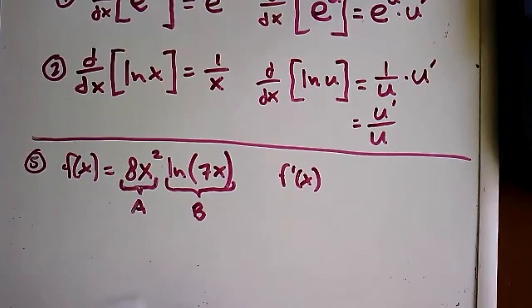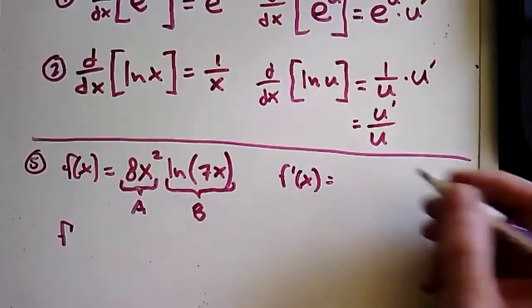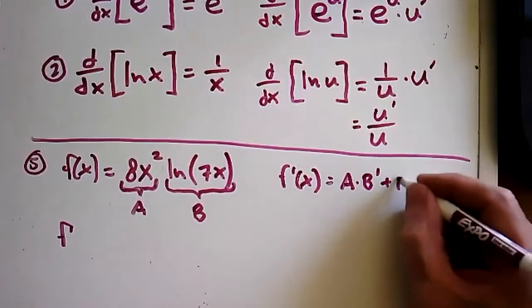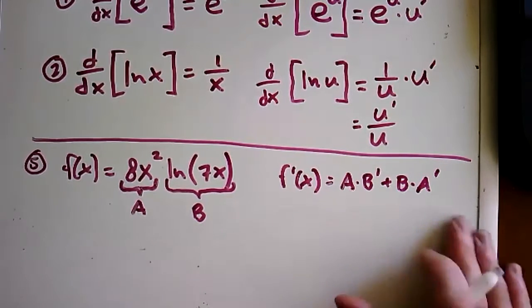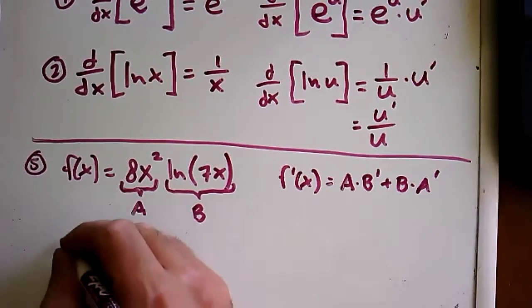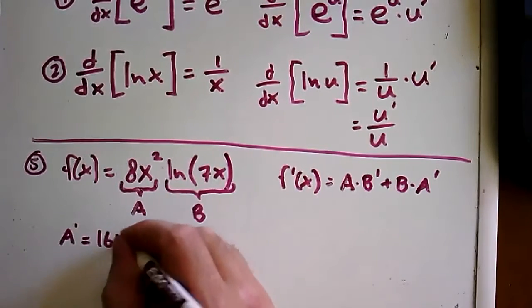Once I recognize it's a product, I know that my derivative f prime of x is going to be A times B prime plus B times A prime. And then all I need to do now to finish the problem is find that A prime and that B prime and plug them in the appropriate places. Well, if I'm calling 8x squared A, then A prime is pretty easy. A prime would just be 16x.